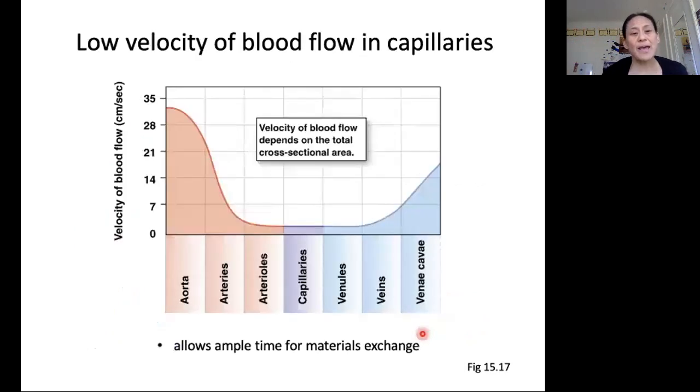Okay, one more thing I want to say about capillaries is that we have a low velocity of blood flow in the capillaries. I didn't really go into velocity of blood flow and its relationship to area, so don't worry too much about what it says right here. But basically, the blood is flowing pretty slowly through the capillaries. And that is great because that then allows plenty of time for materials to be exchanged, again, between the blood and the surrounding tissue, or from the tissue into the blood, okay?